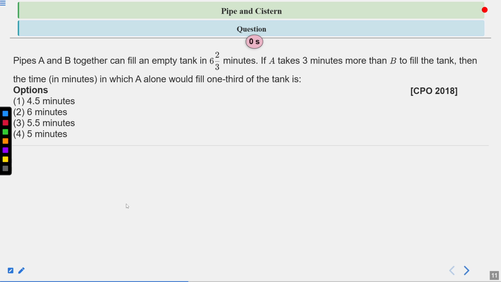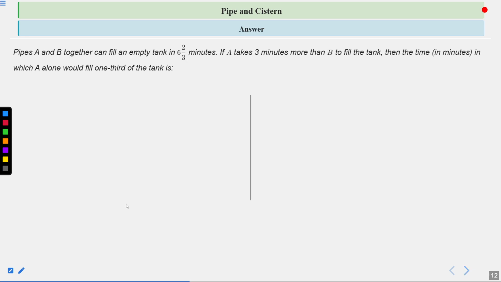Now time's up. Let's see the solution of this question. Pipes A and B together can fill the empty tank in 6 and 2 by 3 minutes. It is given, and it is also given that A takes 3 minutes more than B to fill the tank. The question is the time in minutes in which A alone would fill 1/3 of the tank. So we can calculate it. The correct answer of this question is the fourth one, which is 5 minutes. Now see the detailed solution.